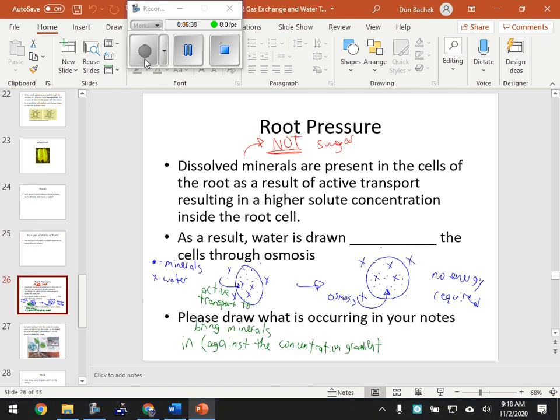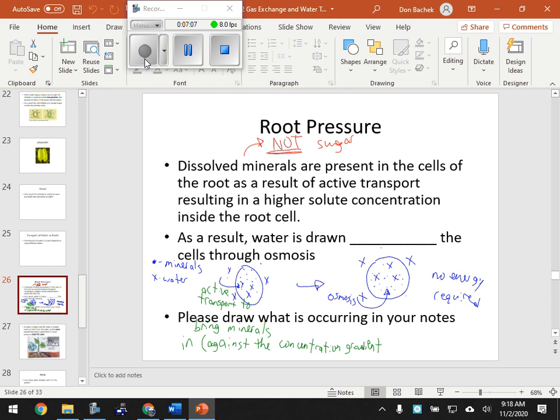Okay. So in this case, there's a lot of things up there, but let's just worry about the first part here. First of all, dissolved minerals are present in the cells of the root, as a result of active transport resulting in a higher solute concentration inside the root cell. As a result, water is drawn into the cells through osmosis, is what that should say there.